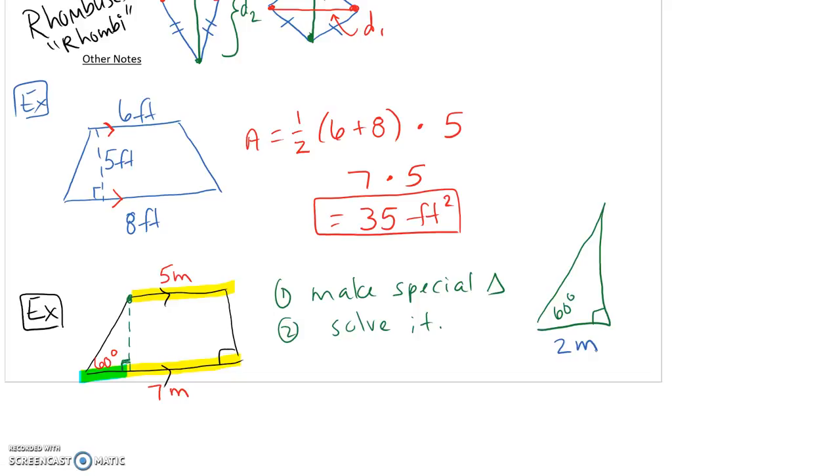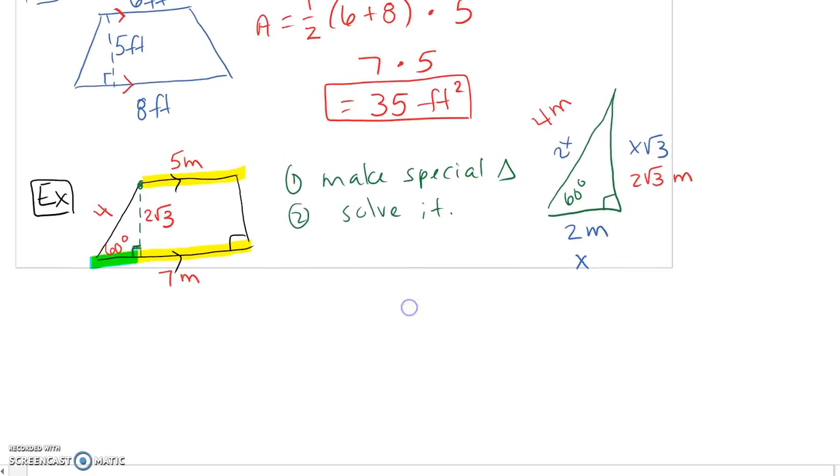So this special triangle is x, 2x, and x root 3. If my short leg is 2 meters, that means the long leg is 2 root 3 meters, and the hypotenuse is 4 meters. So I can add that in over to my drawing. I now know that this is 2 root 3 and the hypotenuse is 4. With this information, I can finally solve out the area of my trapezoid.